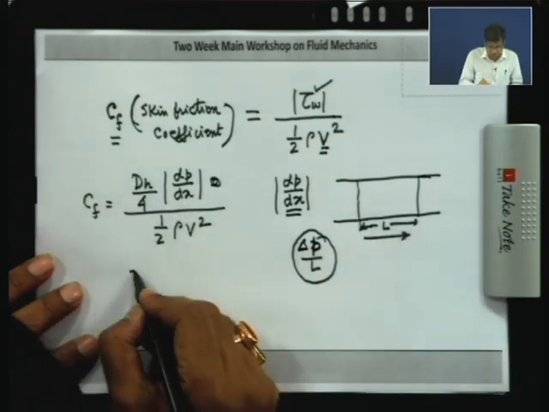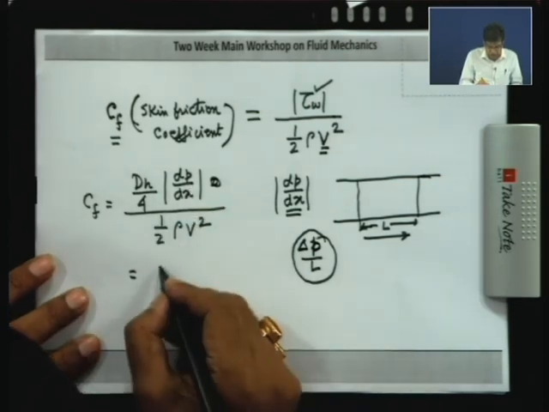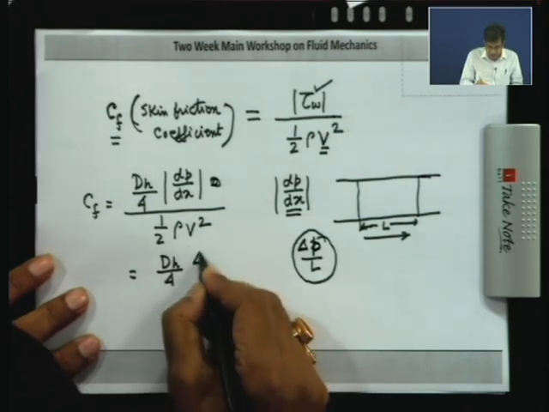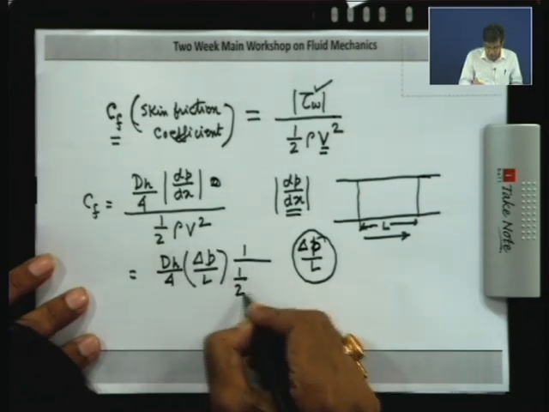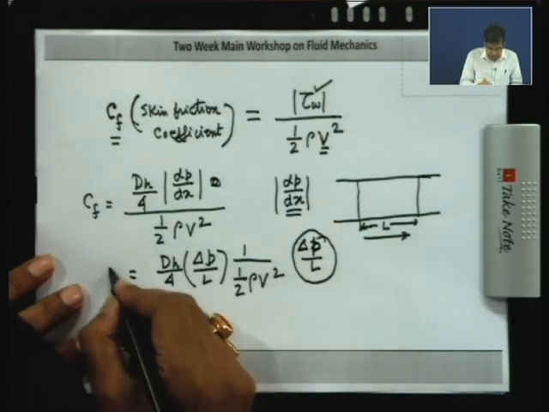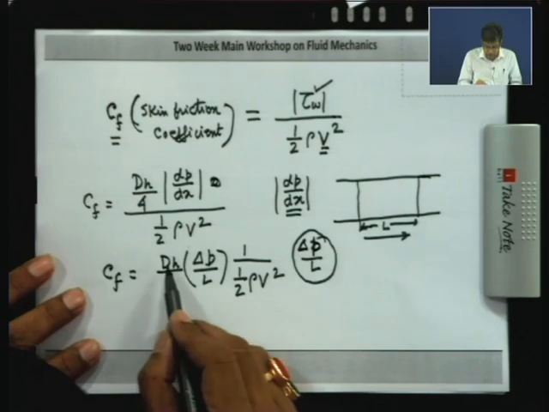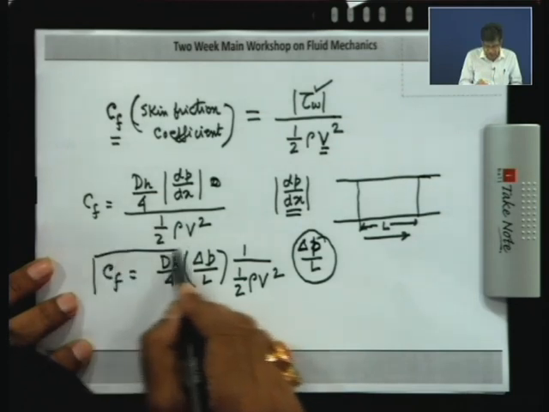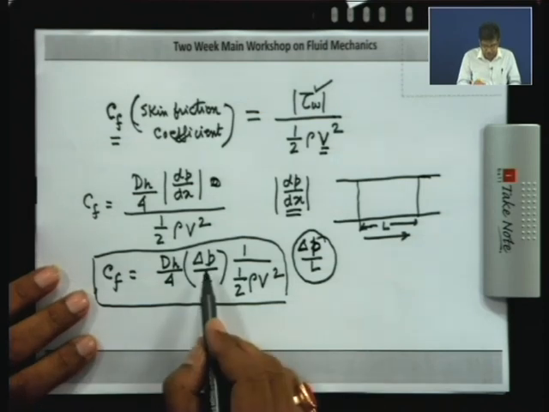So, therefore, if this is changed in terms of dH by 4, delta P by L into 1 by half rho v square. This is the definition of the skin friction coefficient Cf. So, delta P by L into dH by 4, divided by half rho v square. So, this is basically the skin friction coefficient. Skin friction coefficient therefore is defined in terms of delta P.